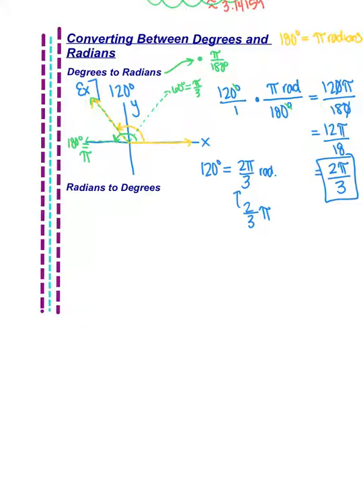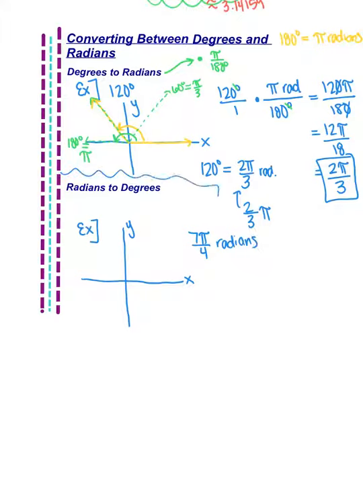Now let's talk about how to go from radians to degrees. And again, we're going to do this with an example. I think what I'll do here is something in the fourth quadrant. Let's do 7 pi over 4. I like it. Let's do 7 pi over 4 radians. Let me draw a little barrier here.